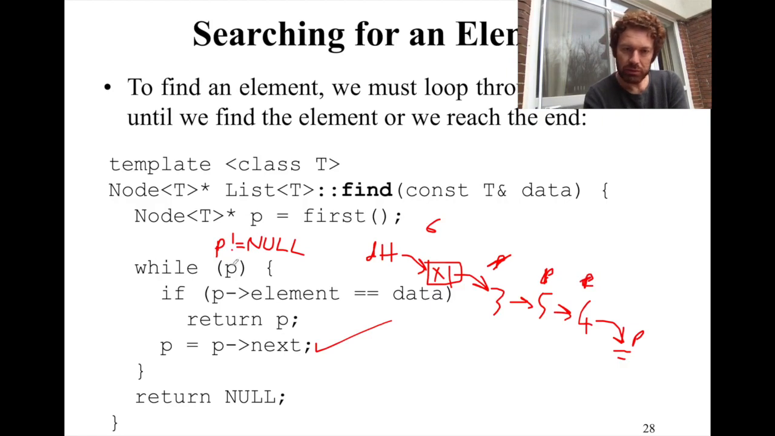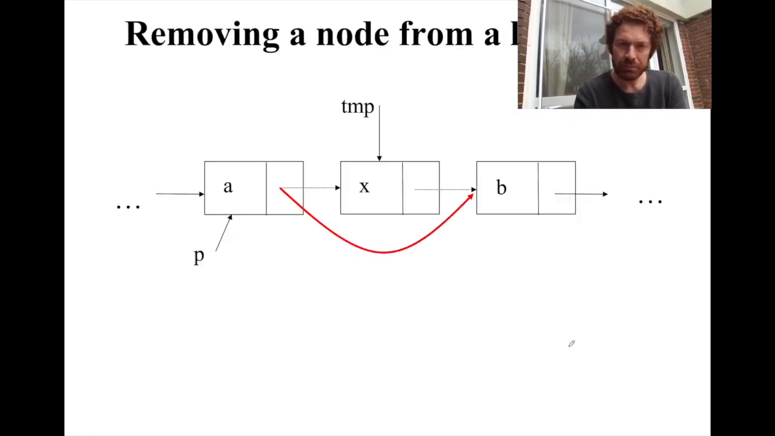And while P, so P is null, it is 0, equal to 0. So whenever it is not 0, it continues, but when it's 0, it gets out of the loop, and I return null because I couldn't find it. If I was looking for 4, then at that last iteration, since when P was here, since 4 is equal to 4, I would return this node, and the caller will do something with it.